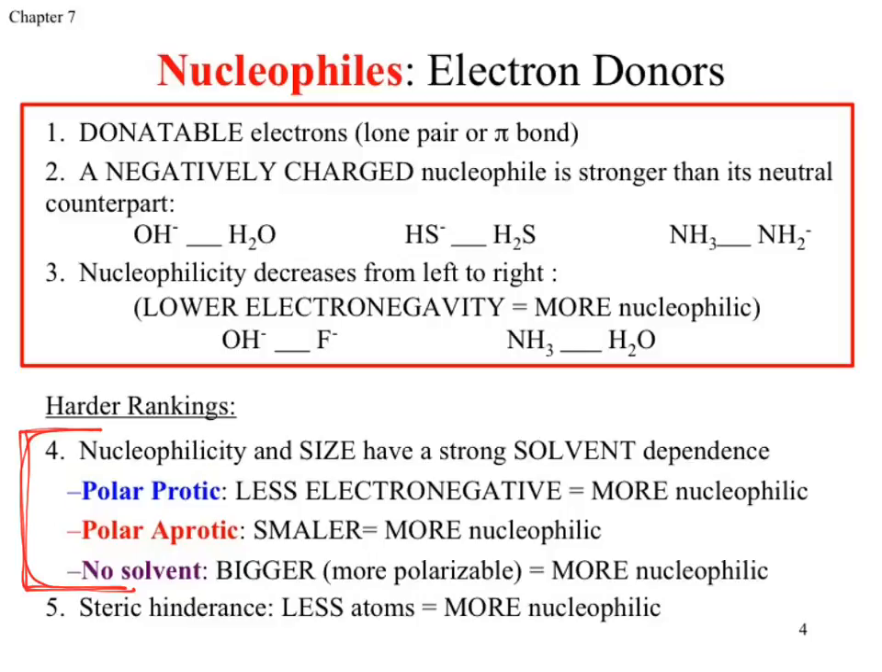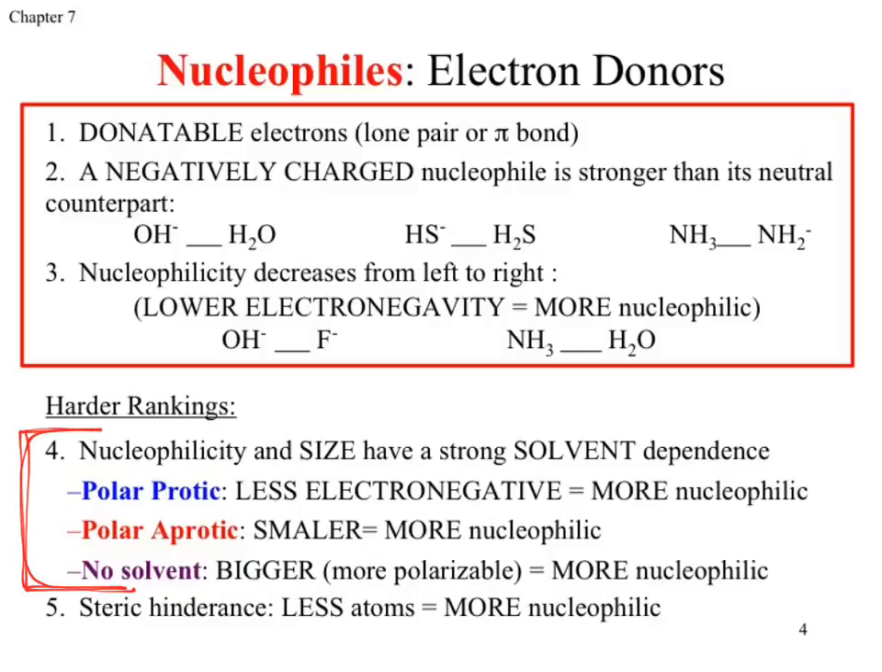Last one, steric hindrance. Steric hindrance is going to play a very large role when we move into Chapter 8 and we look at elimination reactions. Okay? It's also going to play a role when we look at our SN2 mechanisms. What steric hindrance is actually referring to is just electron bulk.